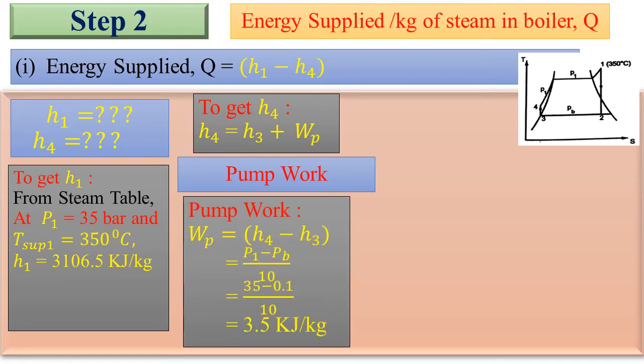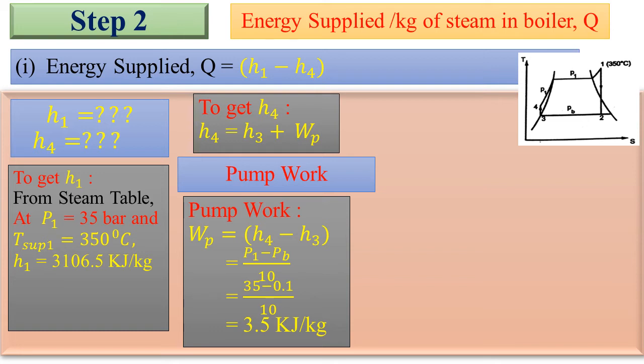Pump work, as just discussed: 3 to 4 is a pumping process, point 3 is the beginning of the pumping process, while point 4 is the end of the pumping process. That's why enthalpy will be higher at point 4 while enthalpy will be a bit lower at point 3. Hence pump work will be written as H4 minus H3. At the same time, pump work can also be written as pump work is equal to (P1 minus PB) upon 10.